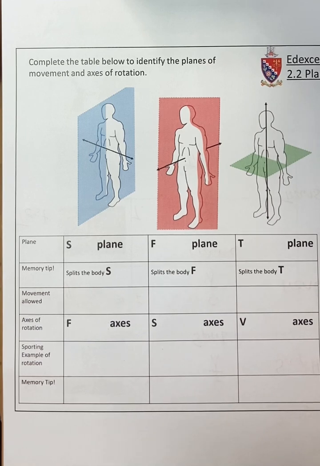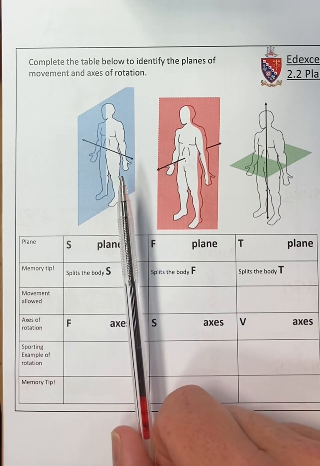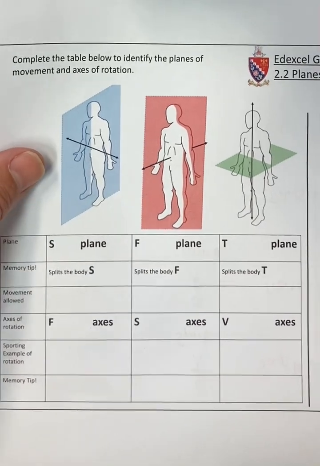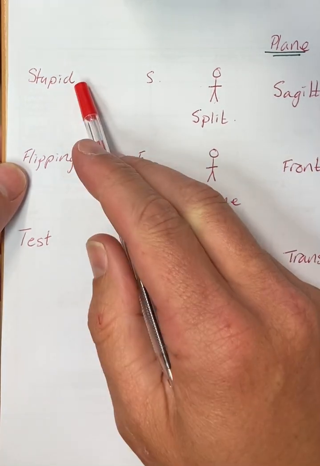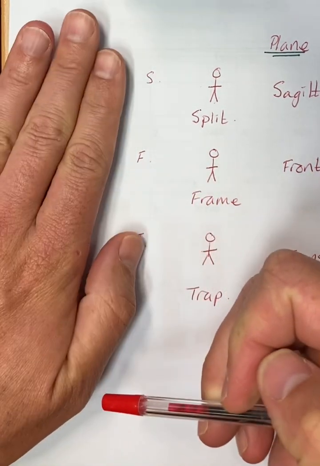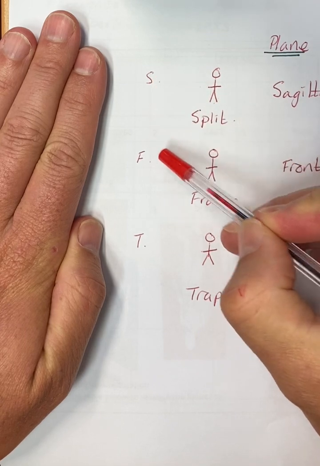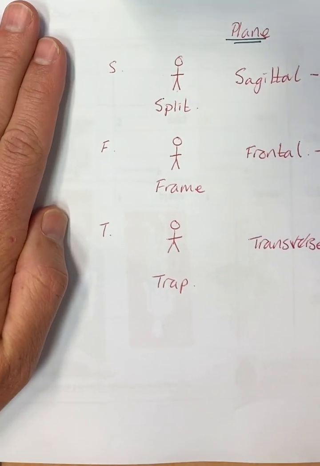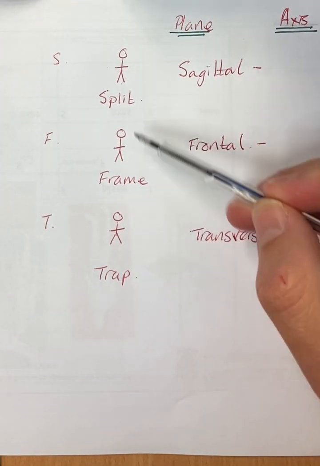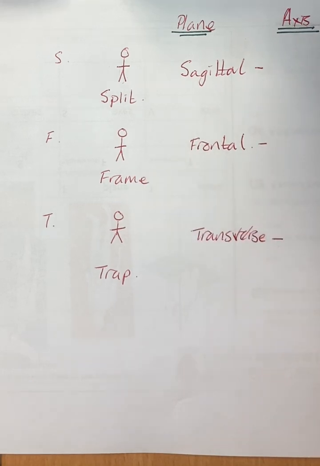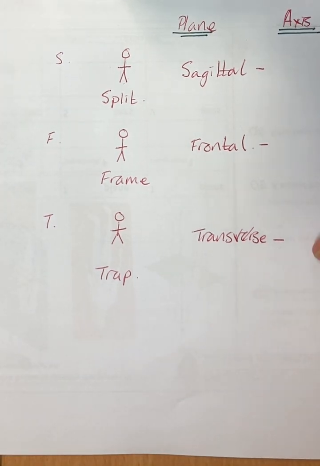within your tests. So just like levers, if you get a question on planes and axis, which you definitely will, the first thing you need to do is think to yourself, SFT, stupid flipping test. Then you're going to write SFT down the side, and draw yourself 3 naughty stickmen. They are naughty because we're going to put them into some sort of prison for being naughty. Sounds daft, but it'll help you remember it.